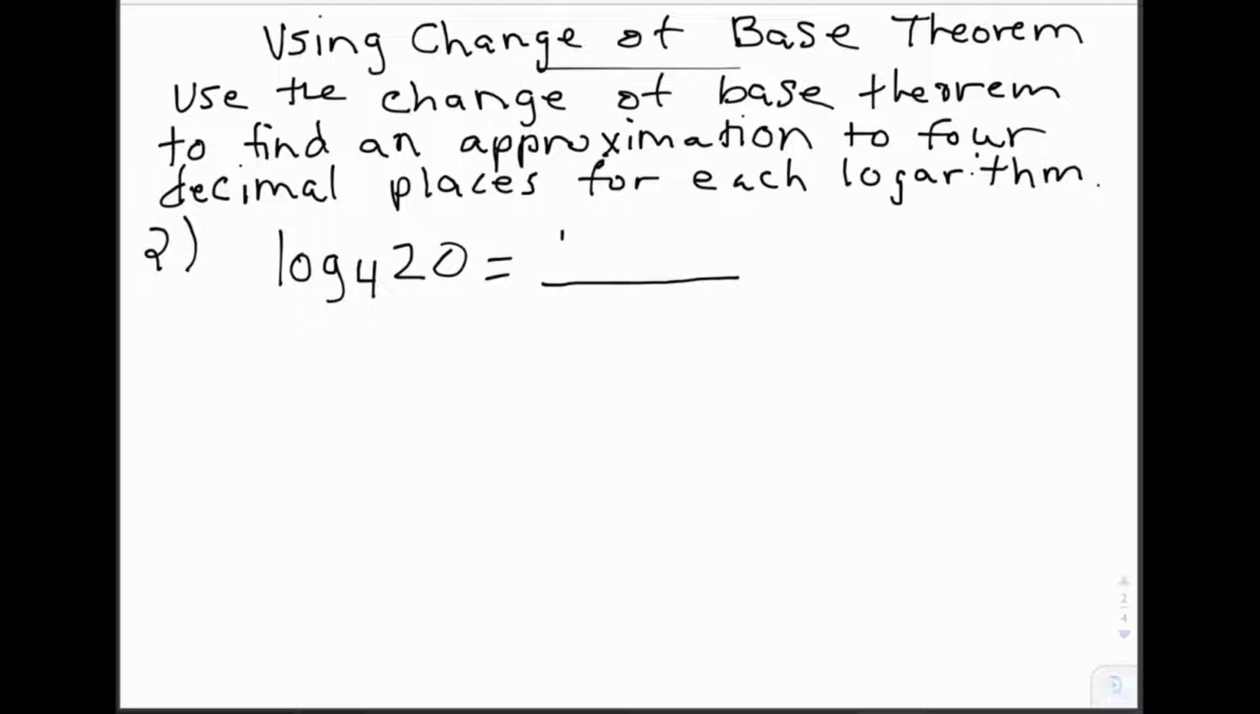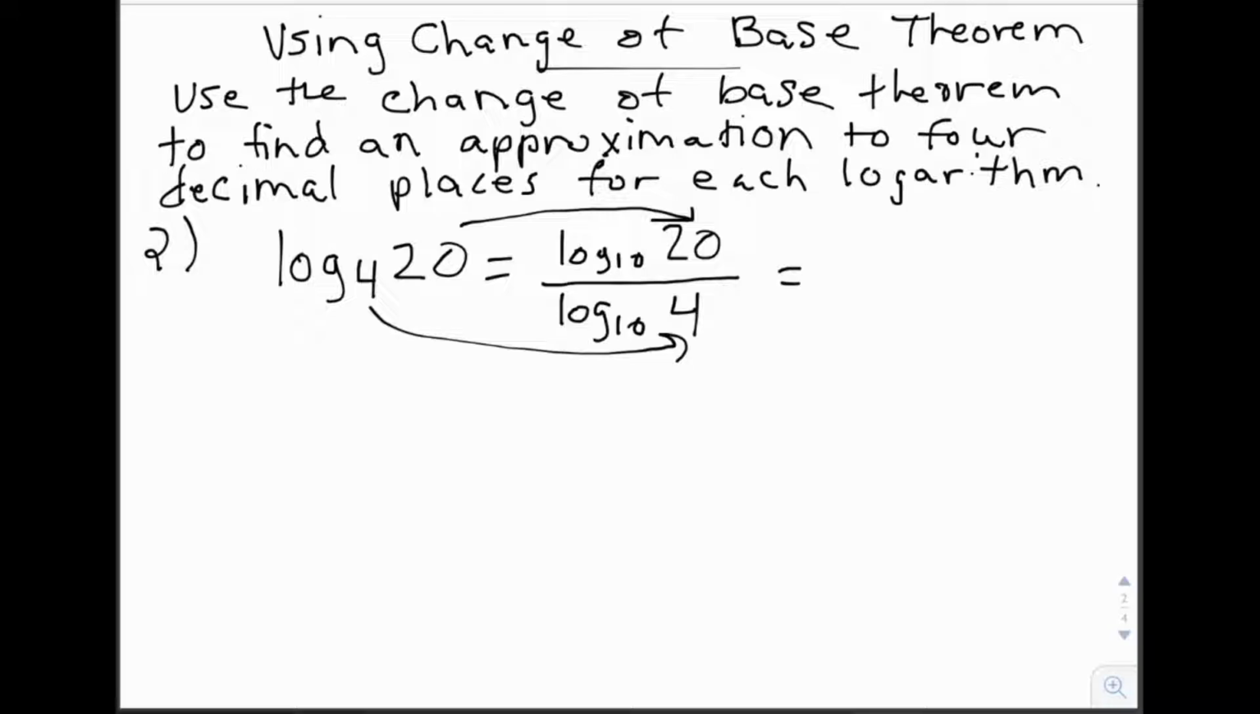Let's pick log base 10 first. Log base 10. Again, we need to be the same here. And then we have 20, it goes on top. And then our 4, it's going to go on the bottom here. So this is going to give us log base 10 of 20, divided by log base 10 of 4.